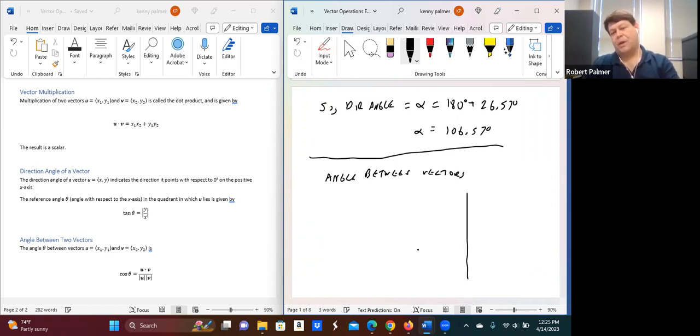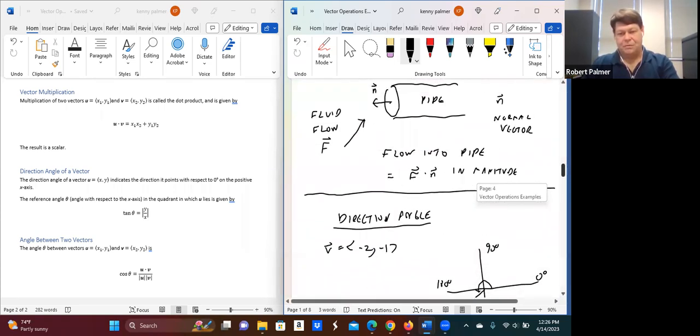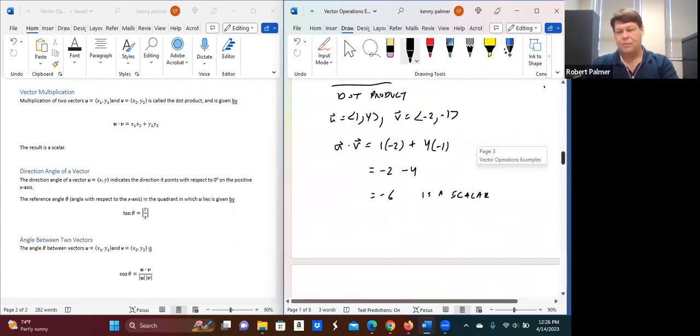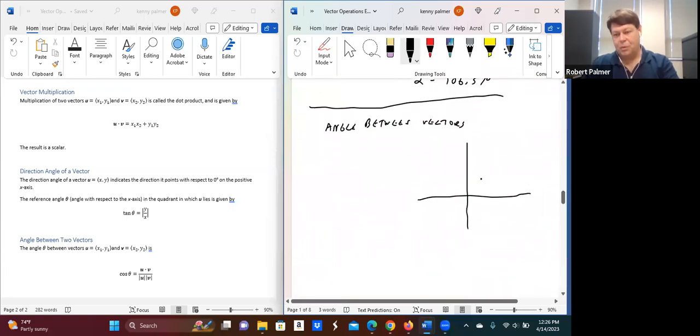So let's go back to our vectors we had just a minute ago. We use the same ones, u and v. So v is -2, -1. u is 1 and 4. Okay, so 1 and 4.